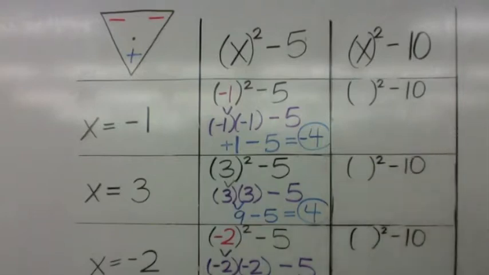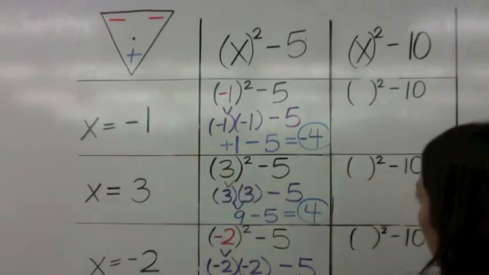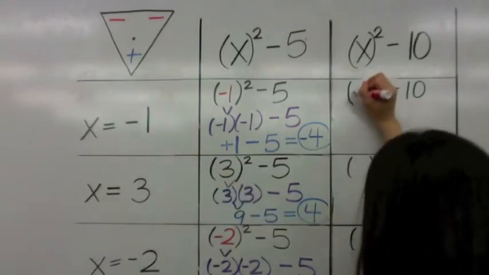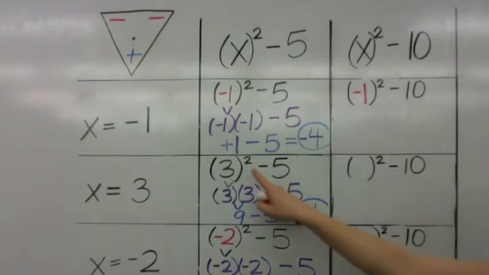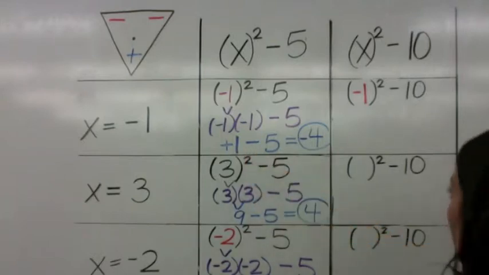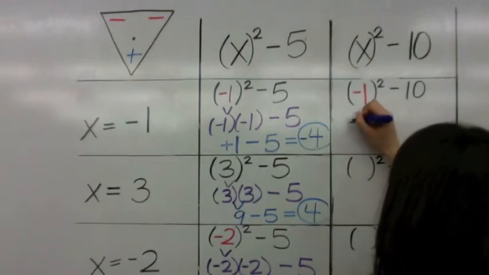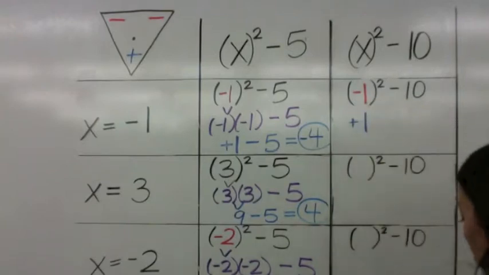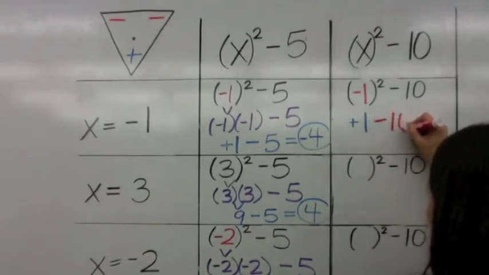All right. So first we're going to plug in what number? Negative 1. That's right. Remember what negative 1 squared is? That's negative 1 times negative 1. It makes what? Remember? Positive 1. So really we're talking about 1, which is a positive number. Then we're going to subtract 10.